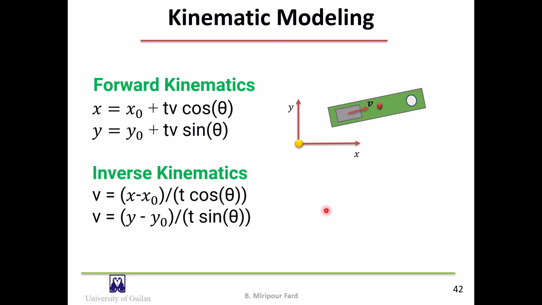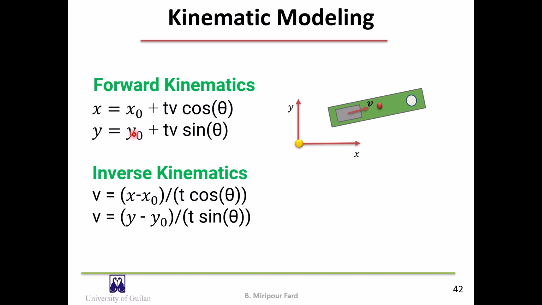By integrating the equations of the previous slide, the direct kinematic equations can be obtained in this way. X equals x0 plus t times v times cosine of theta. Y equals y0 plus t times v times sine of theta. Given the initial pose of the robot, x0 and y0, theta and time duration, as well as the action v, we can obtain from this equation the final pose of the robot. This is the forward kinematic model.